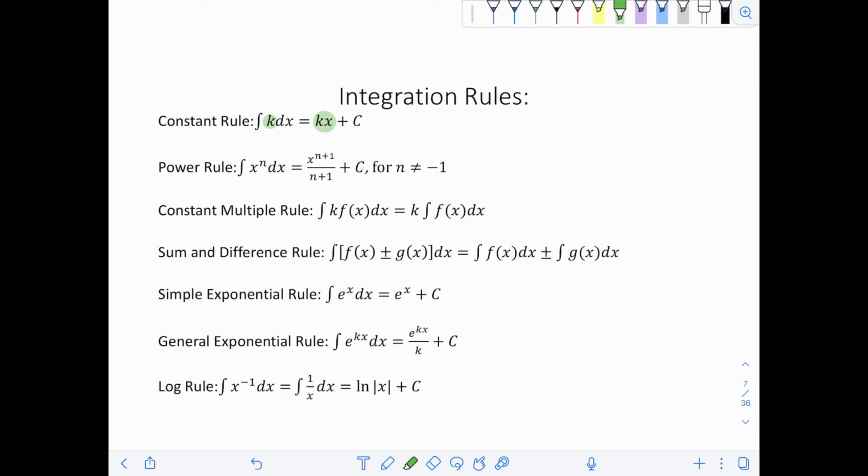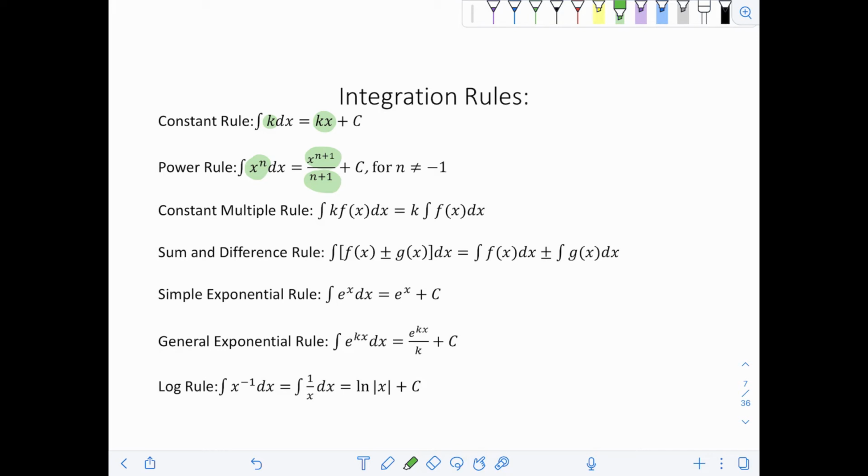So this is really the reverse of that rule. And same thing for the power rule. If we have something with an exponent of n, now we're increasing that exponent. So we're adding to the exponent instead of subtracting. And we're dividing by that number instead of multiplying.